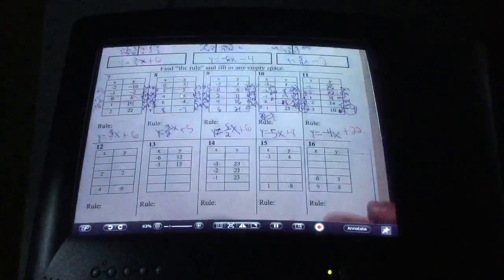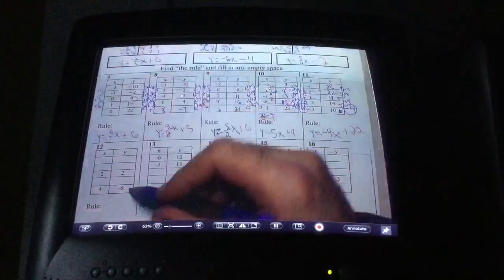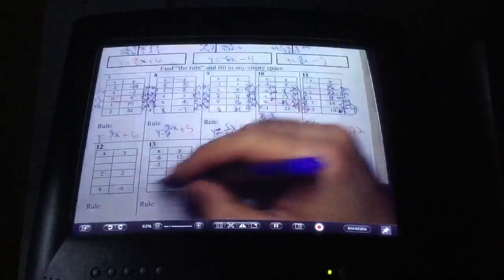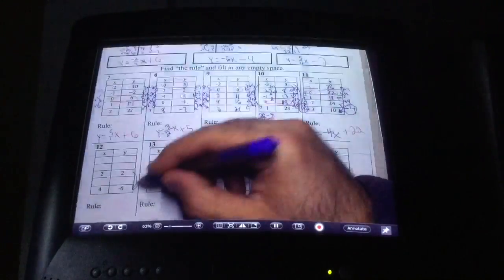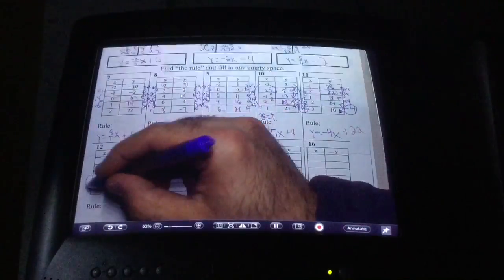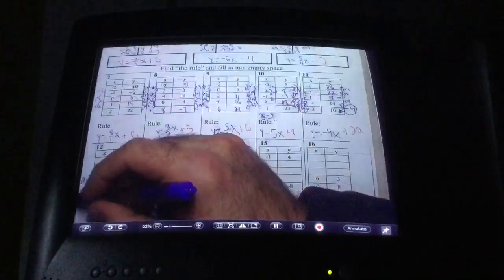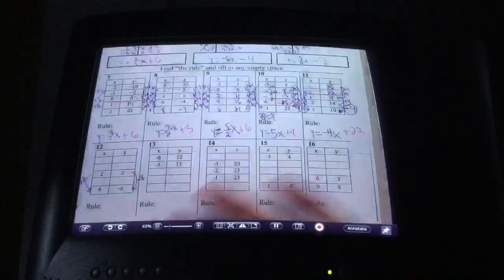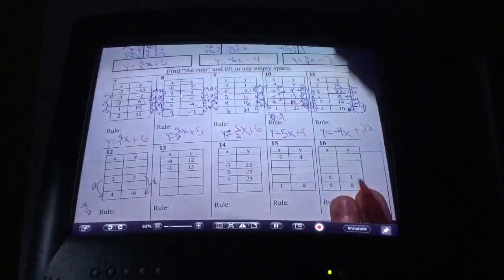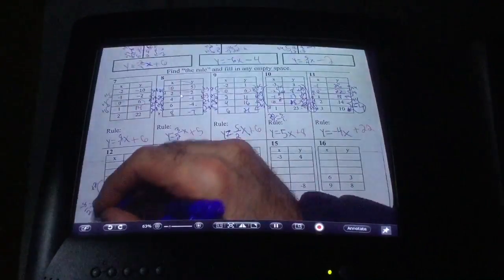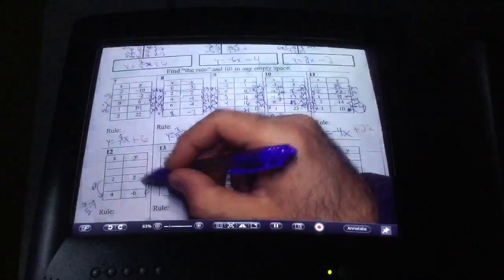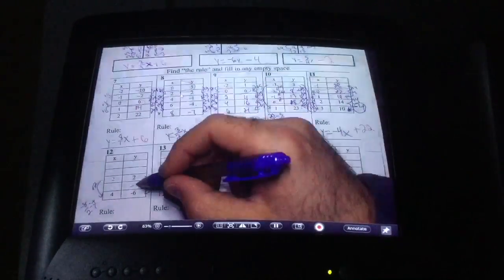All right, for number 12, this is kind of like this one over here where you had to skip some stuff. So to get from 2 to -6, we subtracted 8. To get from 2 to 4, we added 2. So we have -8 over 2, and -8 over 2 is just -4 over 1. So to go from 2 to the next one, I'm going to have to subtract 4 there. That's going to give me -2.